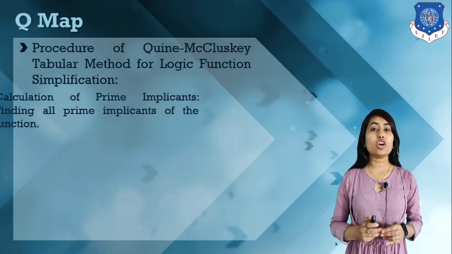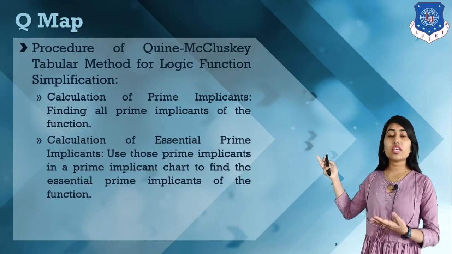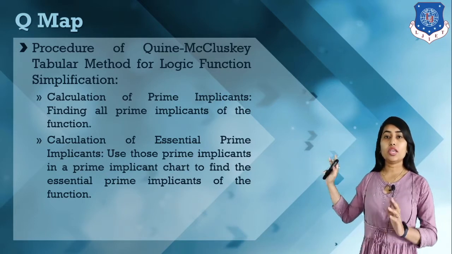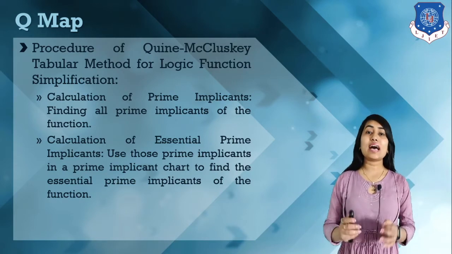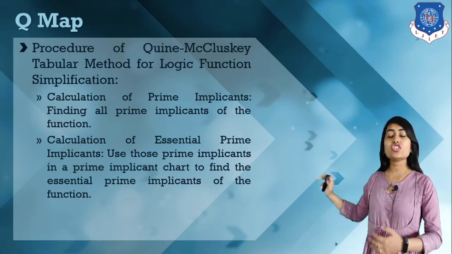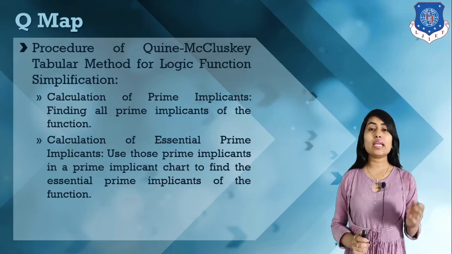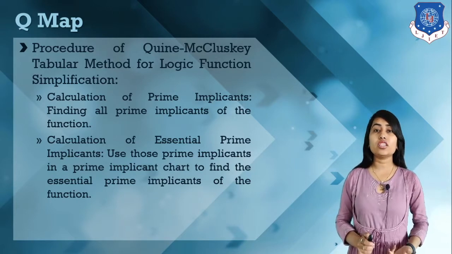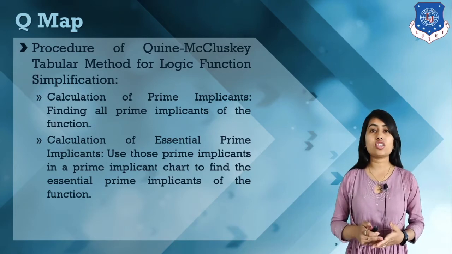So here we have a procedure to simplify the logical functions using QMap. Step 1 is to calculate prime implicants, and step 2 is to calculate essential prime implicants. So how can we calculate prime implicants and how can we calculate essential prime implicants?